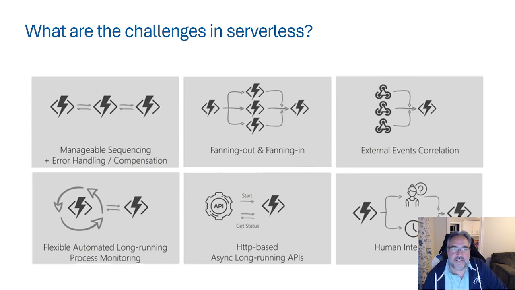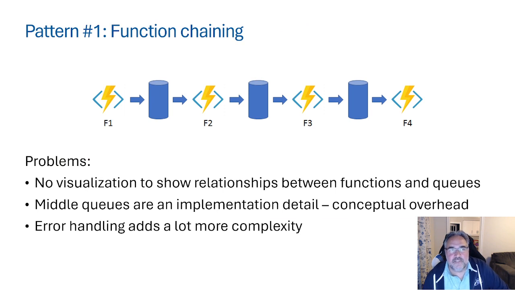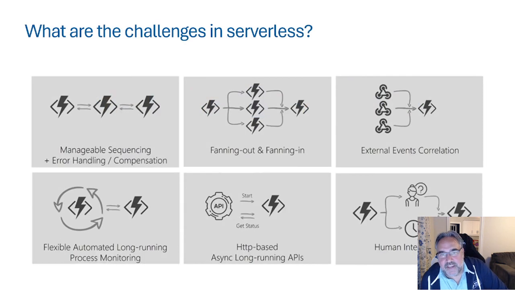So let's look at two of these patterns. I'm going to look at pattern number 1, which is function chaining, and then we'll look at pattern 2, which was the fan out and fan back in pattern.